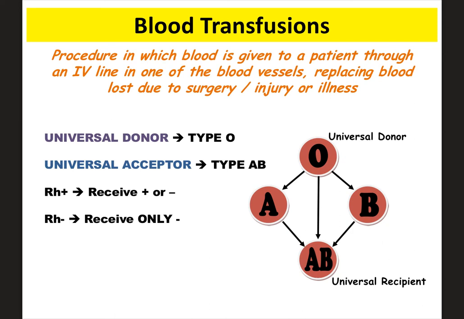And then AB is considered the universal acceptor, because type AB blood produces no A or B antibodies, all right? So no matter what blood a person who is AB is given, they don't have antibodies that are going to attack either A or B antigens. However, if you are Rh positive, you can get positive or negative. But if you're Rh negative, you can only receive type negative blood. So this picture over here kind of does summarize this. You can see that O can give to everybody and AB can accept from everybody.